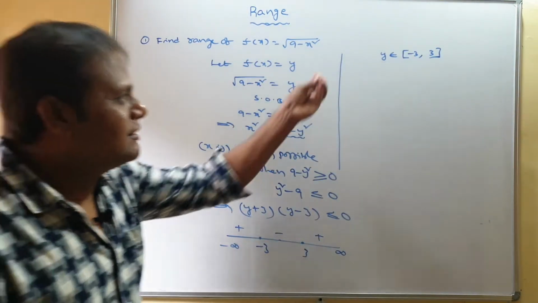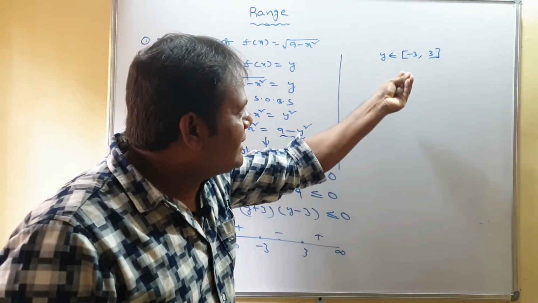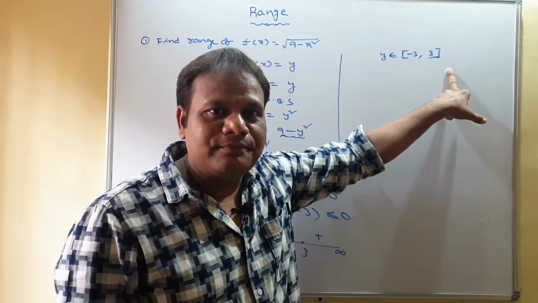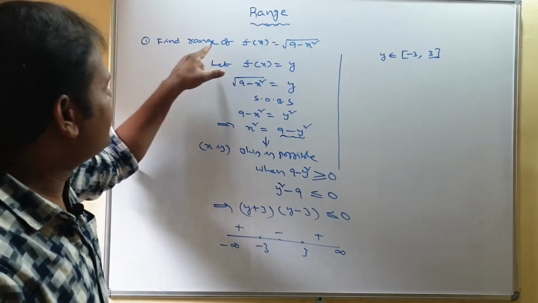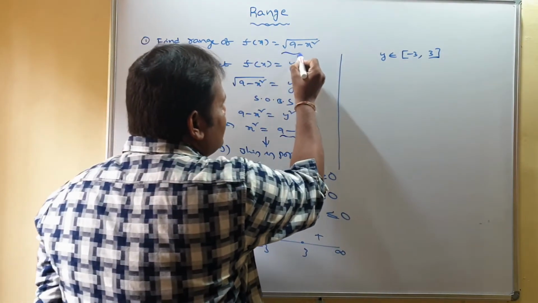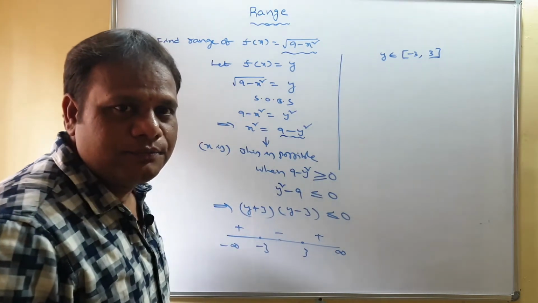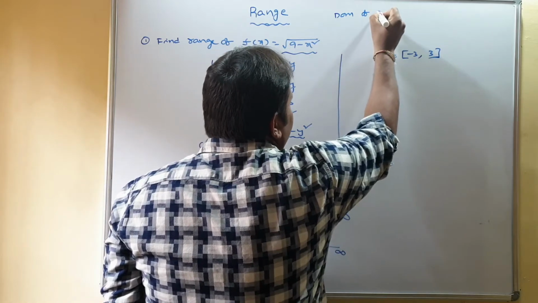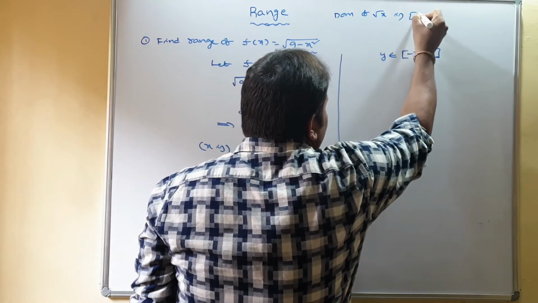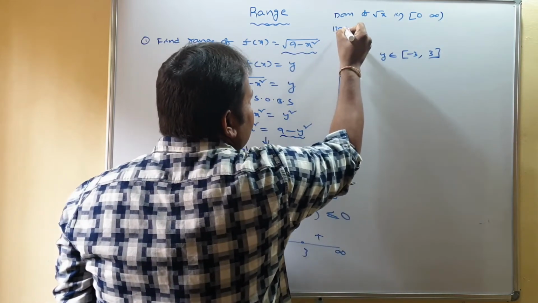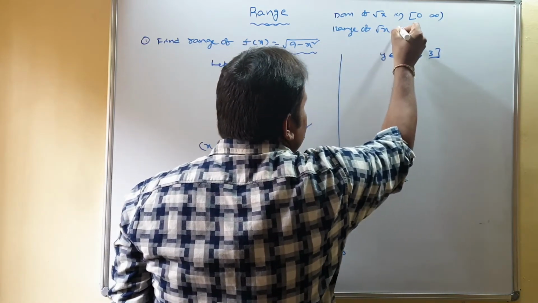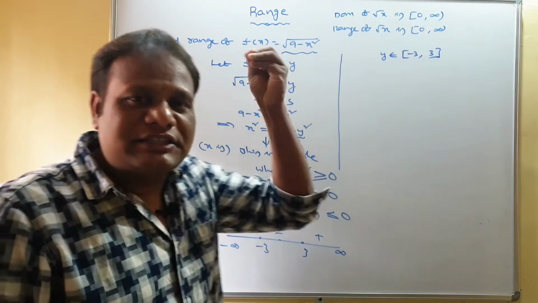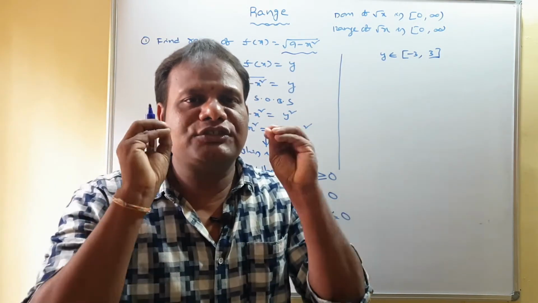Is it clear? Right. But you don't decide this range before deciding the values of y. Once you observe this function, it is a square root function. The domain of the square root function is closed 0 to infinity, and the range of the square root function is also closed 0 to infinity. You must remember that.